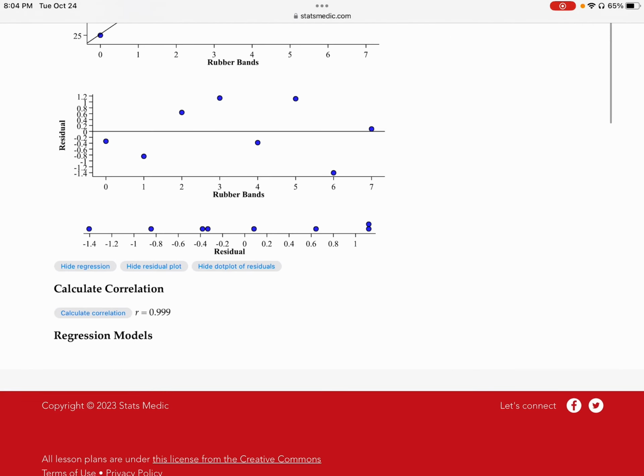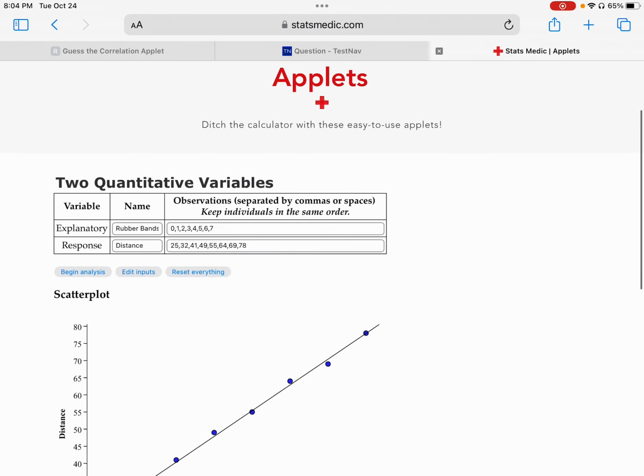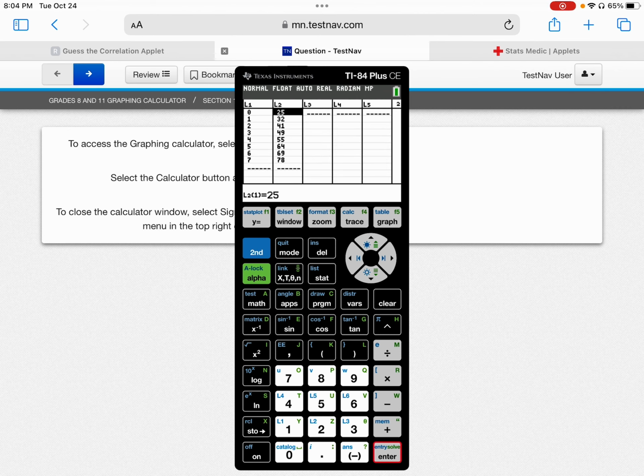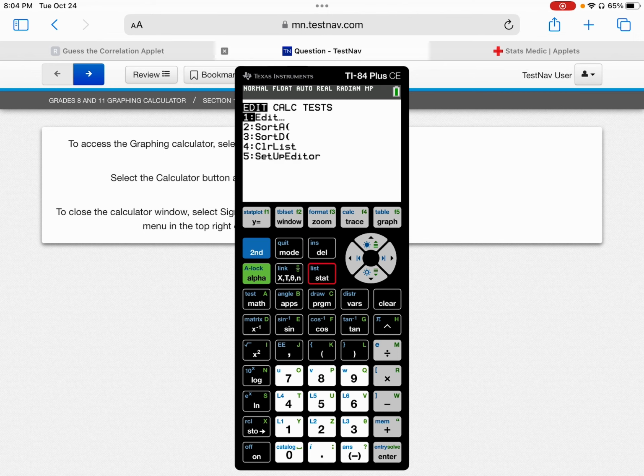Because maybe you're thinking, I can't use the applet on my test. You're right. I've already put all my data in the calculator. Then I'm going to go stat, calculate. I'm going to do number 8 for kicks. Remember, you can do 4 or 8. You can store your equation in there by going alpha, trace, and then calculate. And there it is. There's the R of 0.999.